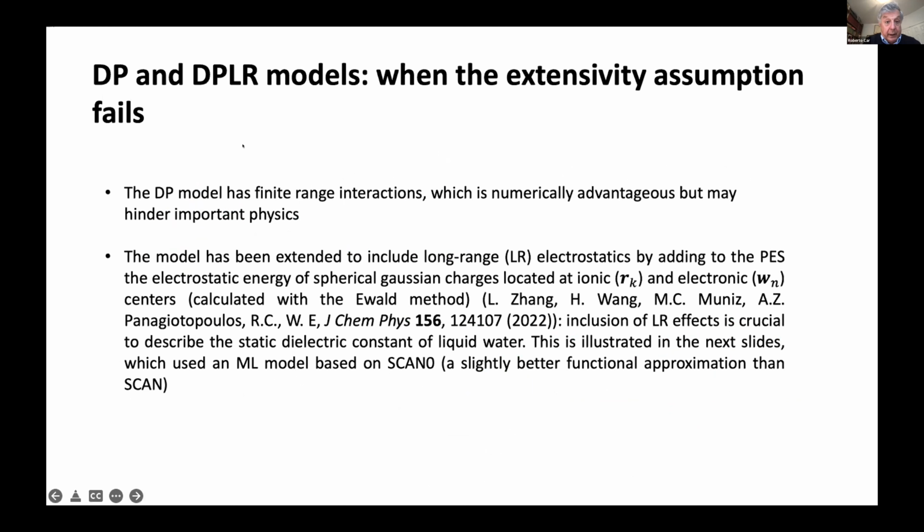In the model that I introduced at the beginning, I said that the extensivity is a basic assumption of the model.